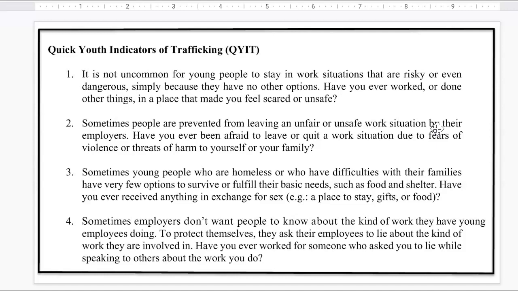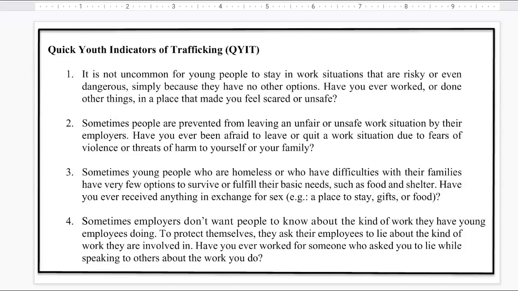Sometimes people are prevented from leaving an unfair or unsafe work situation by their employers. Have you ever been afraid to leave or quit a work situation due to fears of violence or threats of harm to yourself or your family? The third question. Sometimes young people who are homeless or who have difficulties with their families have few options to survive or fulfill their basic needs such as food and shelter. Have you ever received anything in exchange for sex, such as a place to stay, food, or money?